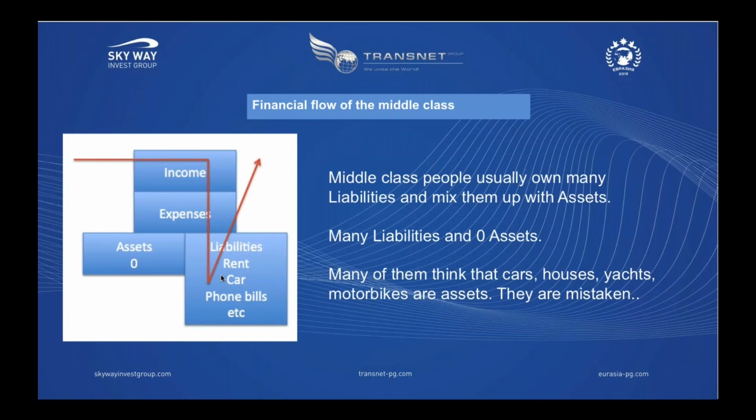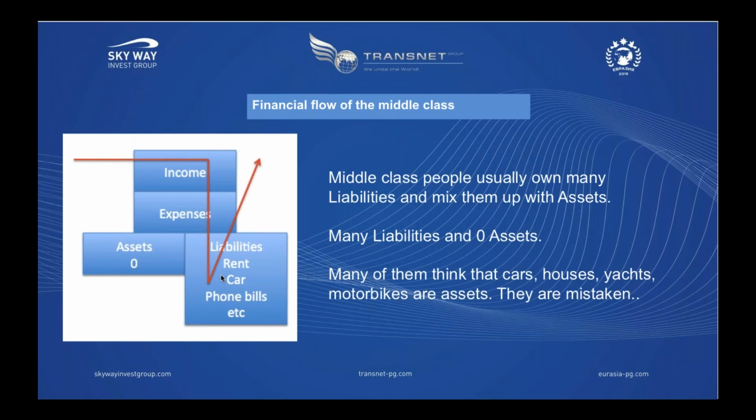Do you have the financial flow of the poor or the financial flow of the middle class? The reason why is, if you see from this chart, middle class people usually have many liabilities, and unfortunately they mix them with assets. We had a conference in London just last week where I spent some time to explain the difference between assets and liabilities. We will also cover it in this session.